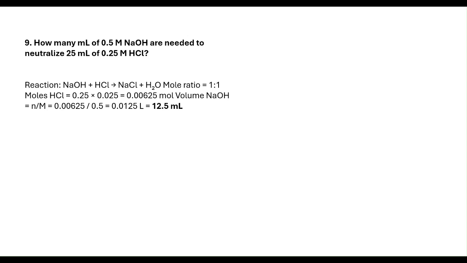Okay, so how many ml of 0.5 molar sodium hydroxide are needed to neutralize 25 ml of 0.25 molar HCl? If you look at the sodium hydroxide plus HCl reaction, we'll see that 1 molar sodium hydroxide reacts with 1 molar of HCl. So they react in a 1:1 molar ratio. So this is very easy. That makes our job very easy. What we have is 25 ml of 0.25 molar HCl. So number of moles in this will be how much? Let's calculate number of moles.